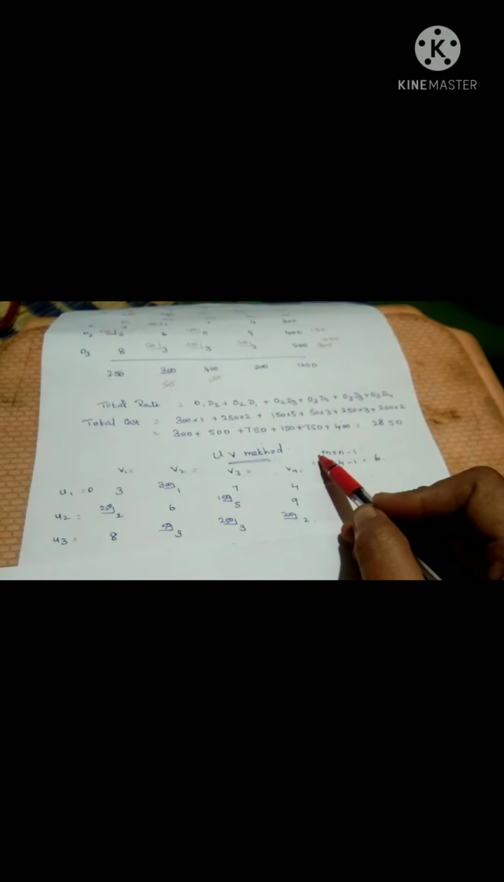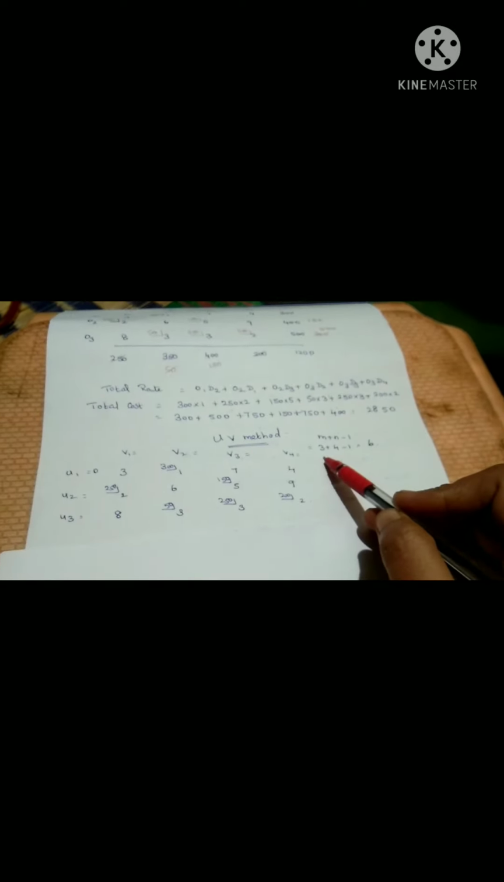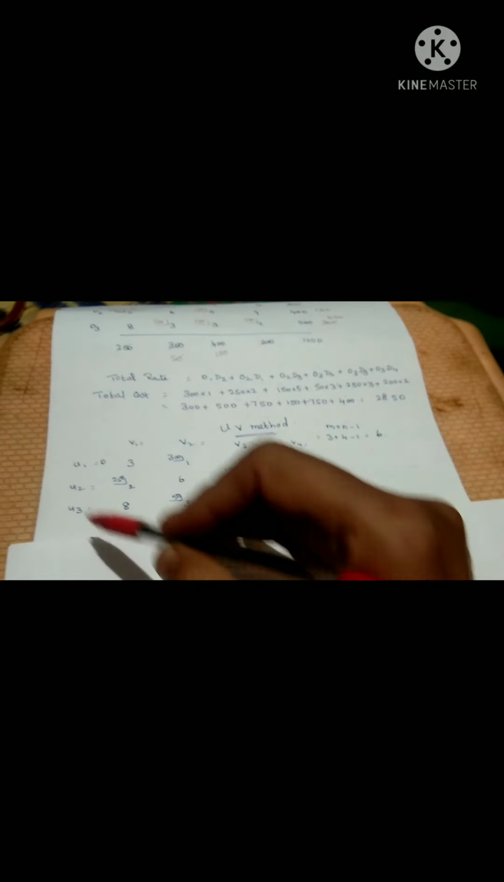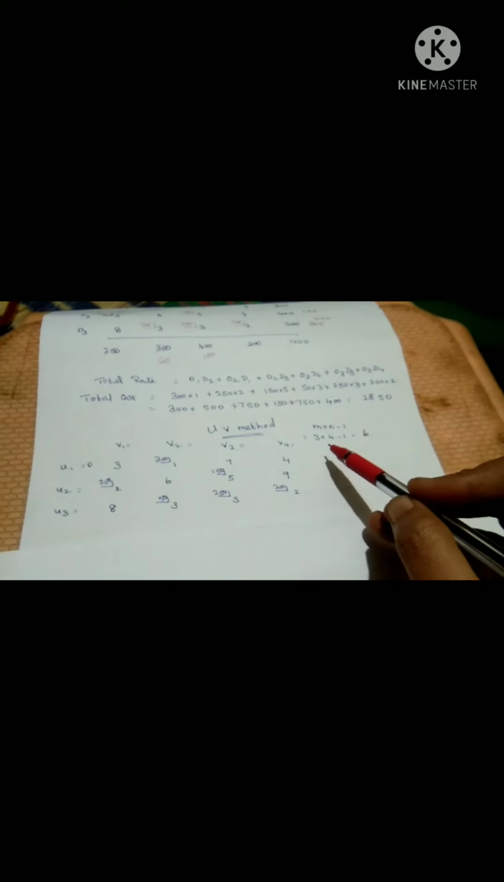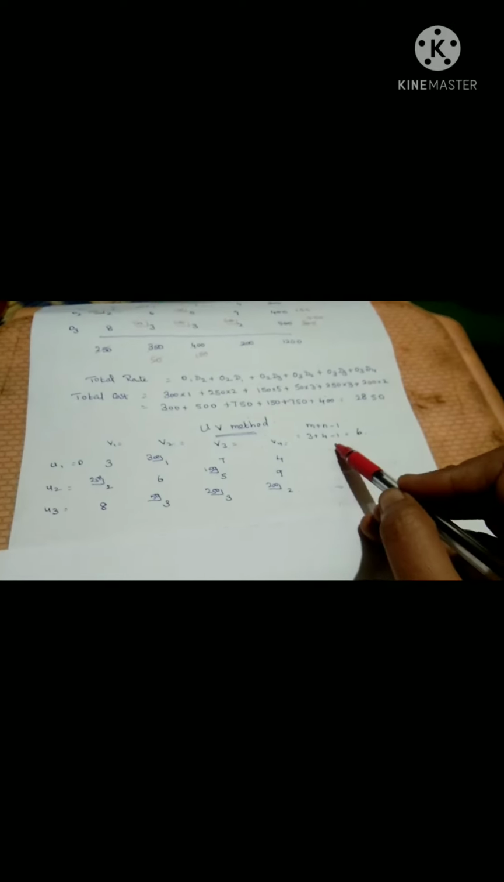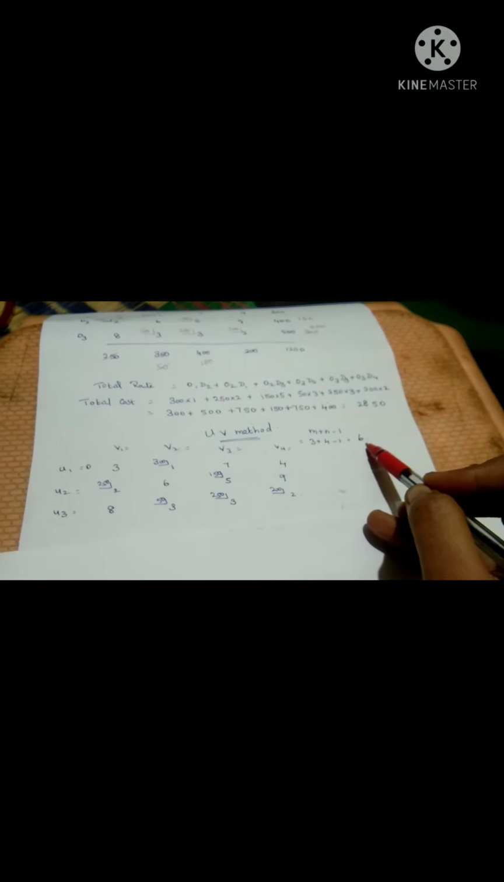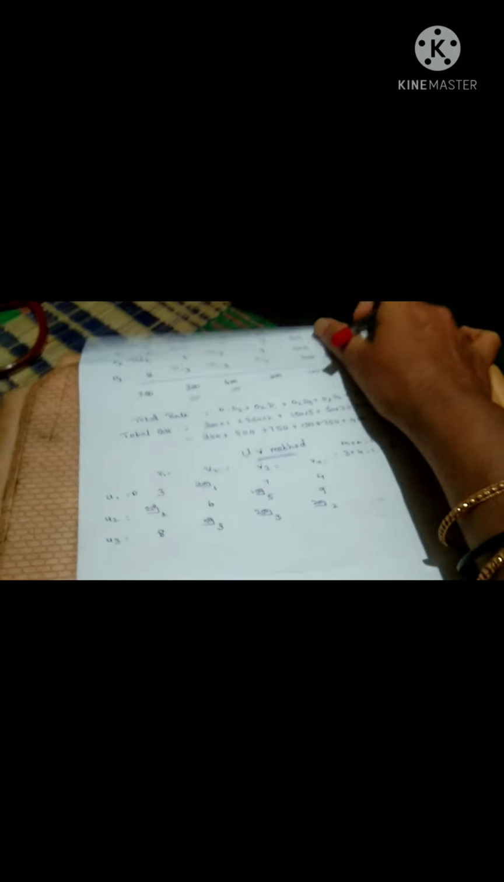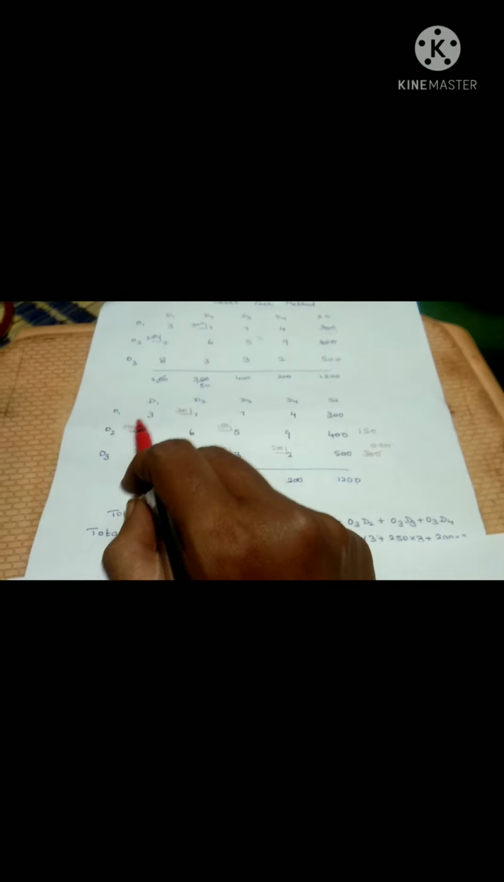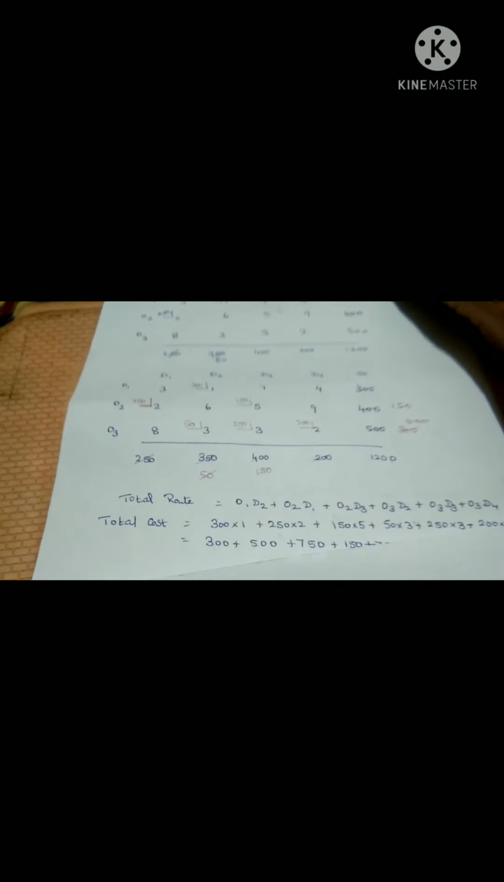So what the m stands for is number of rows. Here the number of rows is 3 and n stands for number of columns. Here n stands for 4. Minus 1. So finally I am receiving 6. So the total allocation here is 6.